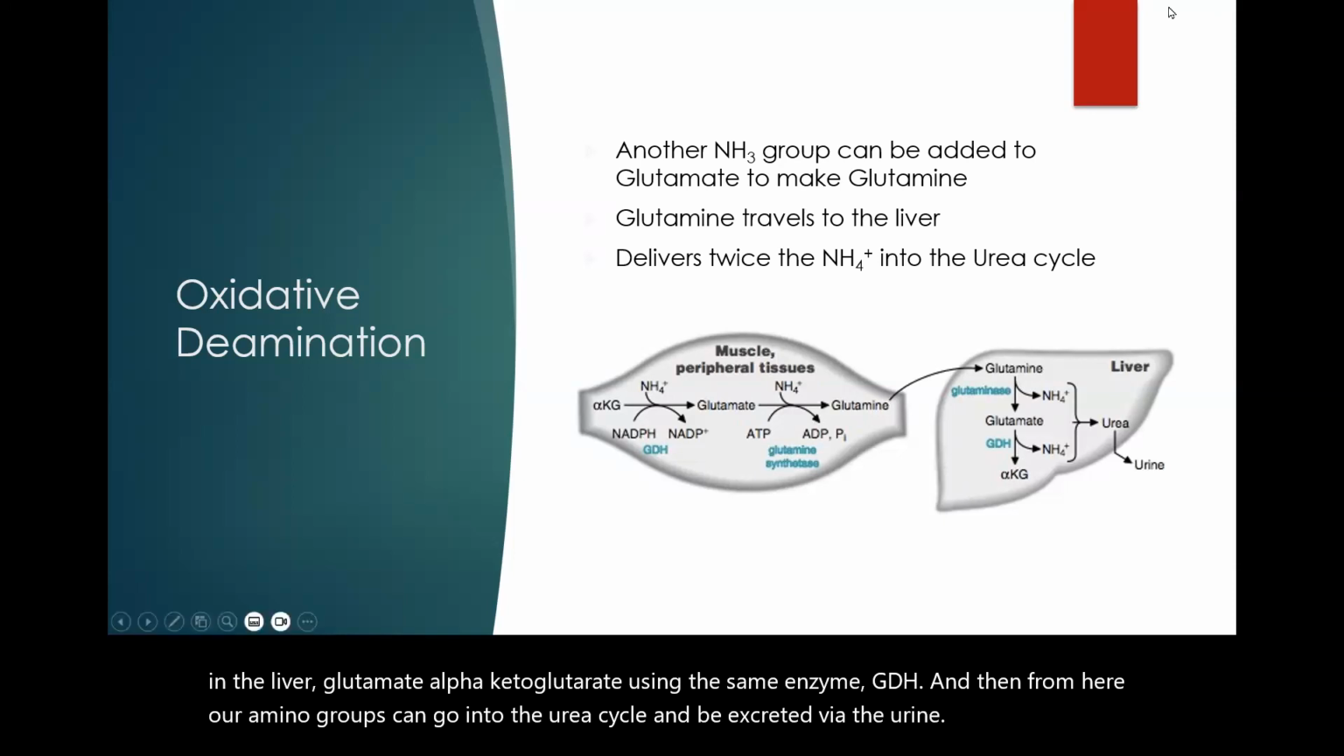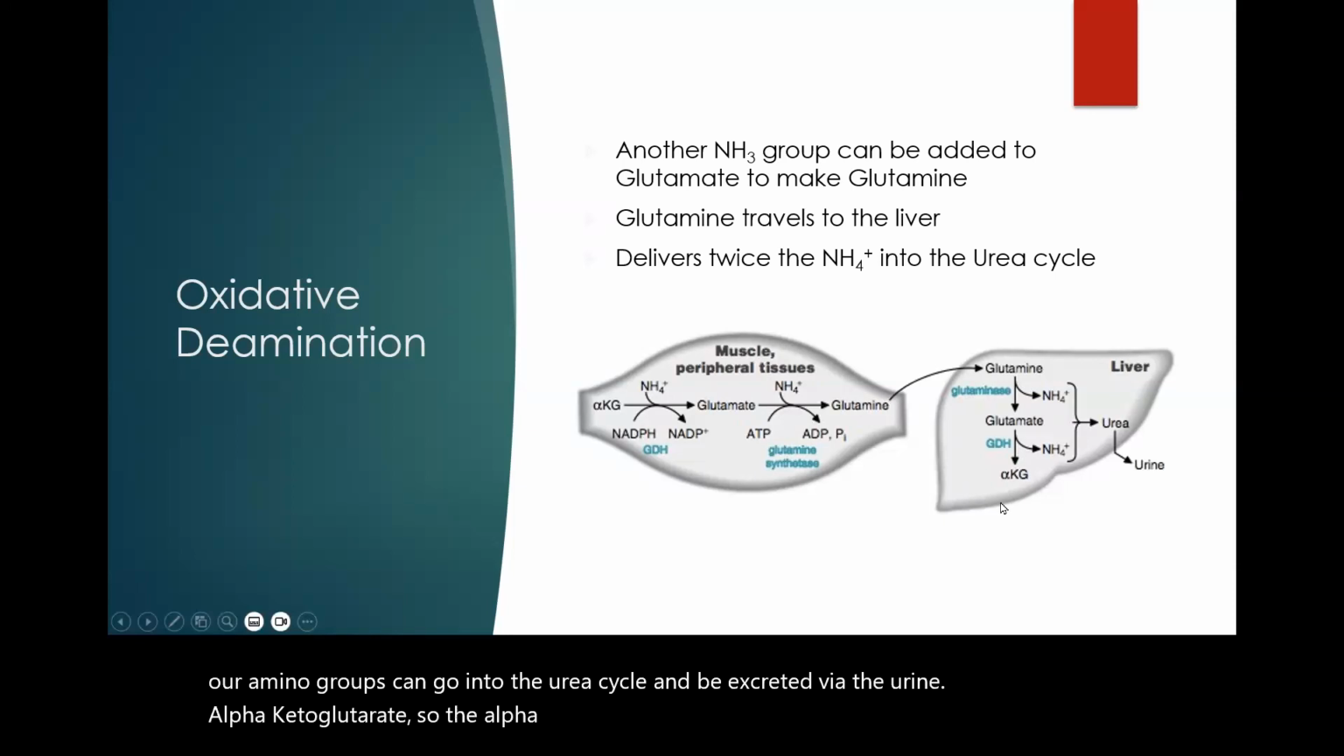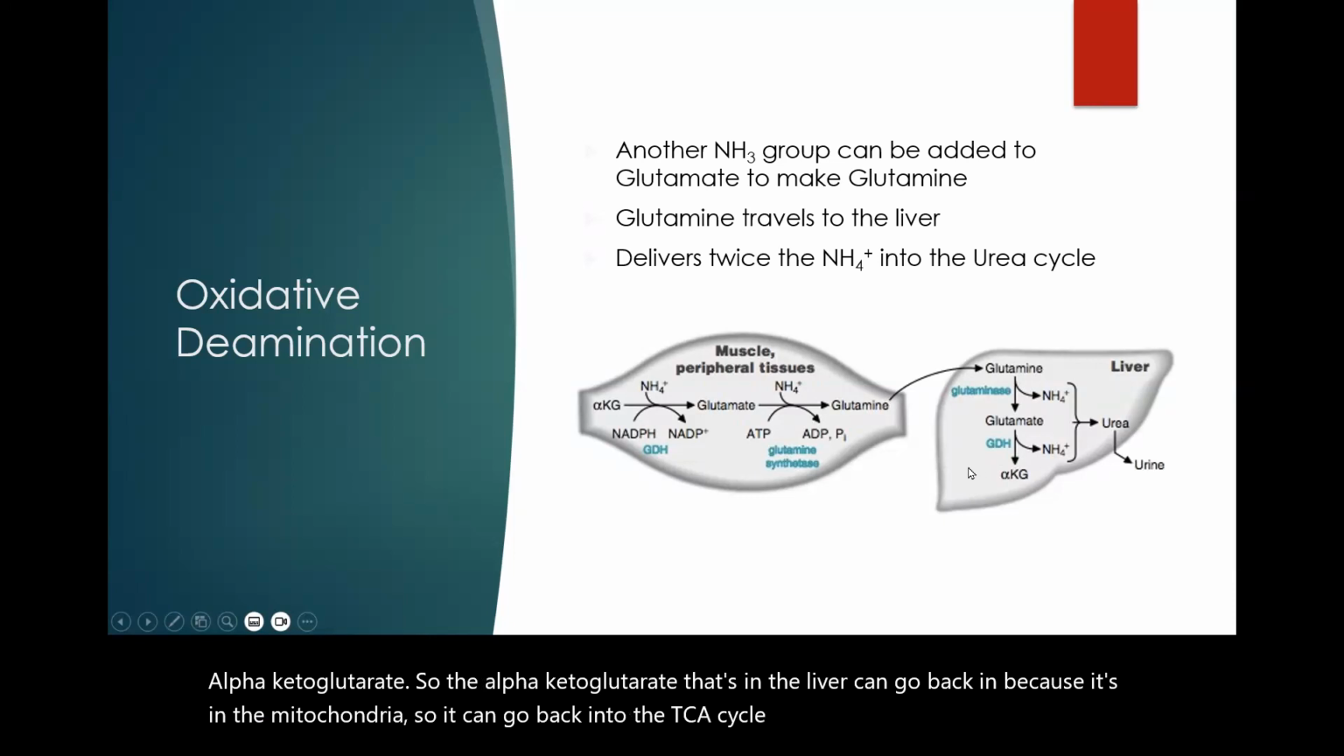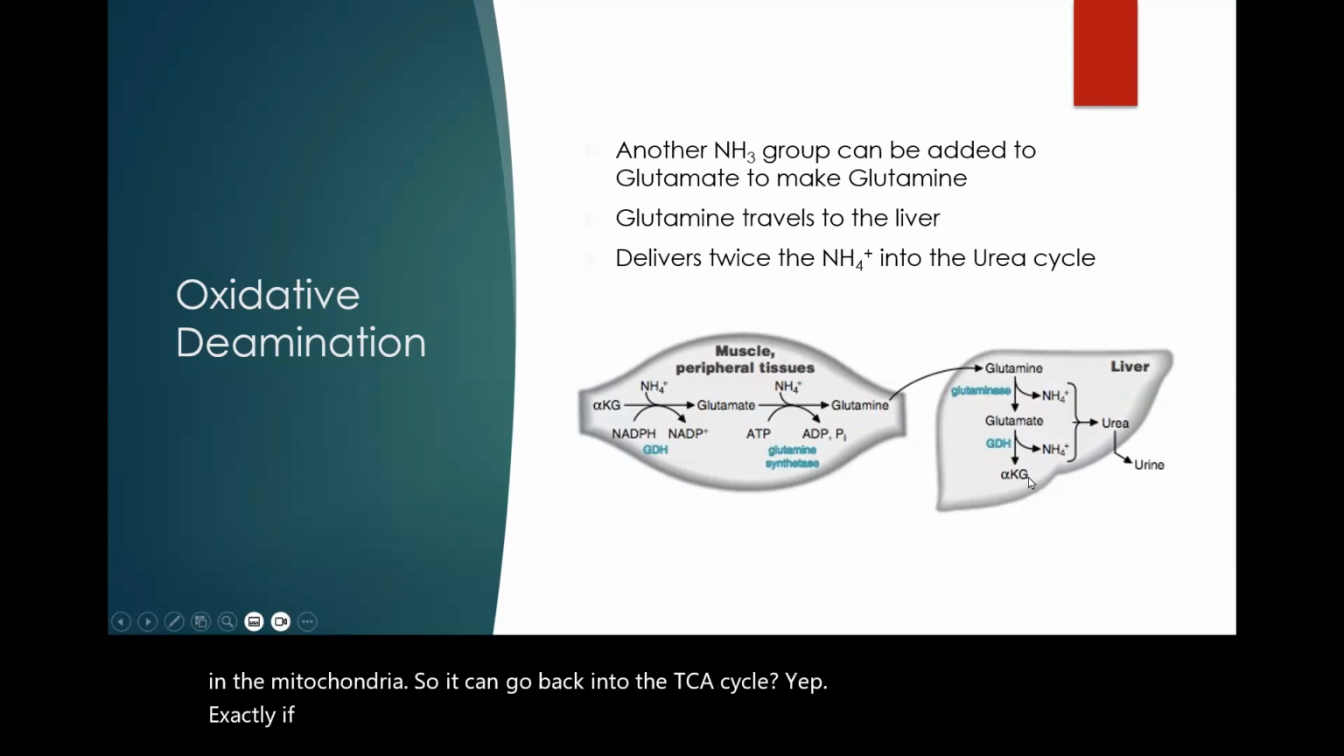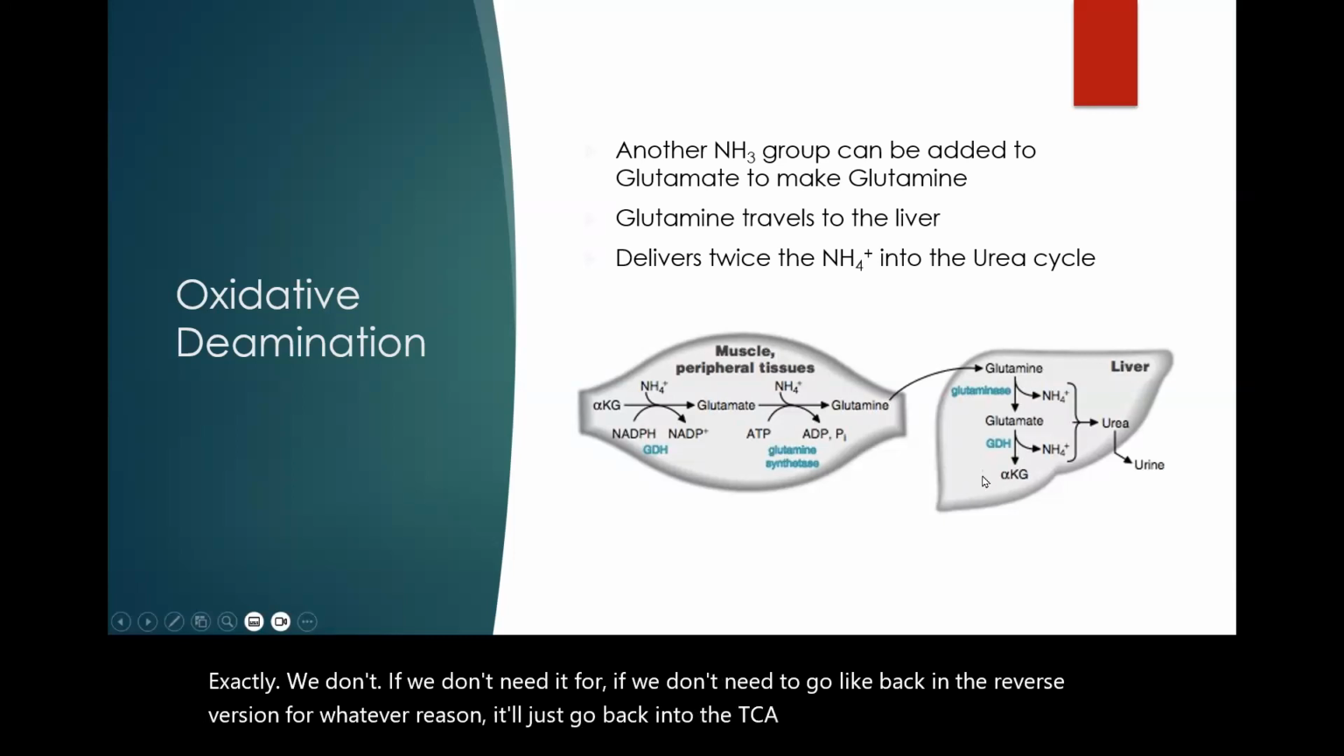The alpha ketoglutarate that's in the liver can go back in because it's in the mitochondria, so it can go back into the TCA cycle. Yep, exactly. If we don't need to go in the reverse direction for whatever reason, it'll just go back into the TCA cycle. It's already there.